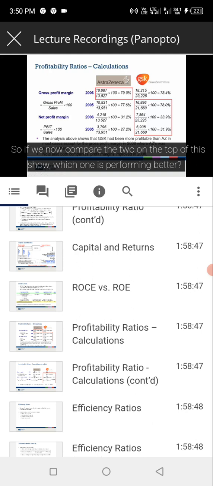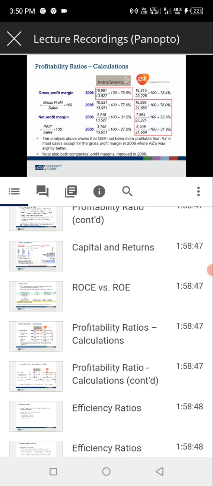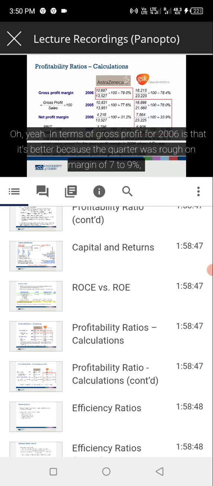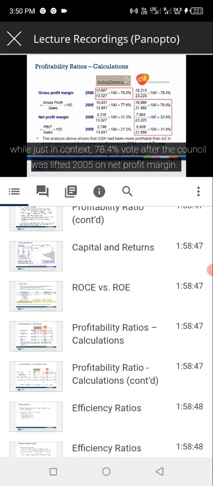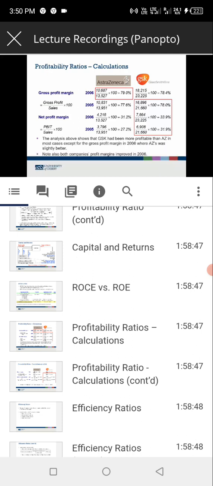So if we now compare the two, which one is performing better? In terms of gross profit for 2006, AZ is better because they recorded a gross profit margin of 79%, while GSK recorded 78.4%. But in terms of net profit margin, GSK is better than AZ.